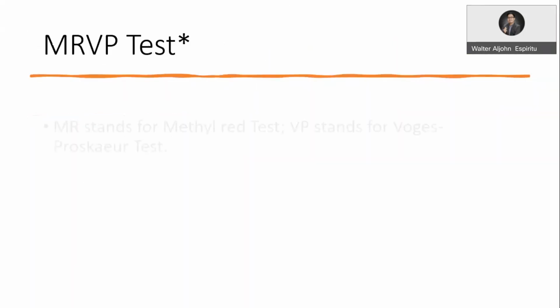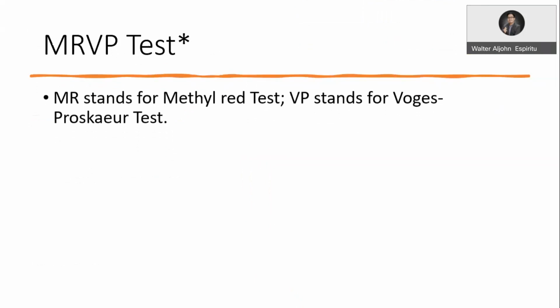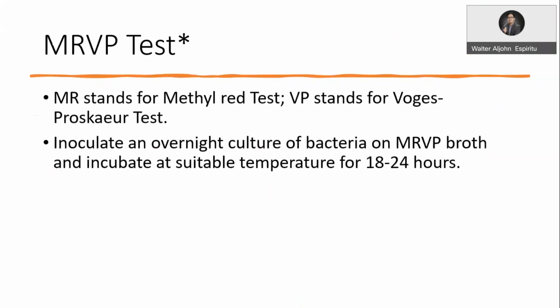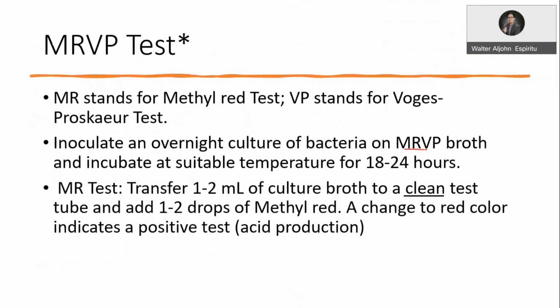Next is the methyl red Voges-Proskauer test, or MRVP. Here, you will inoculate your overnight culture on MRVP broth, just like the previous one, but now we are using a different type of broth. Then after 18 to 24 hours, you just have to transfer 1 to 2 ml of the culture broth to perform the test.